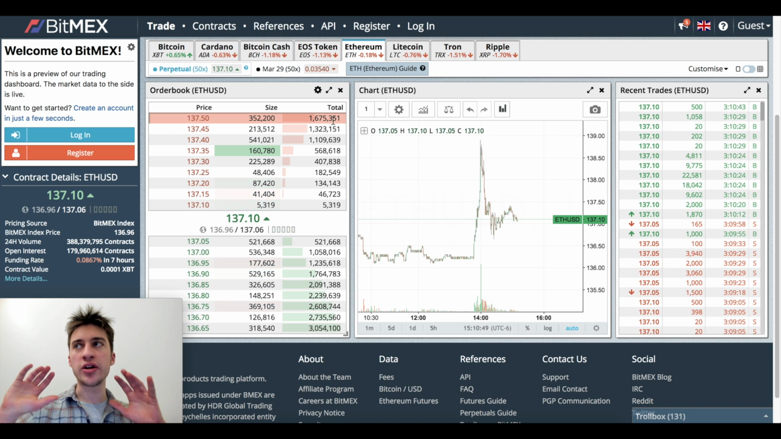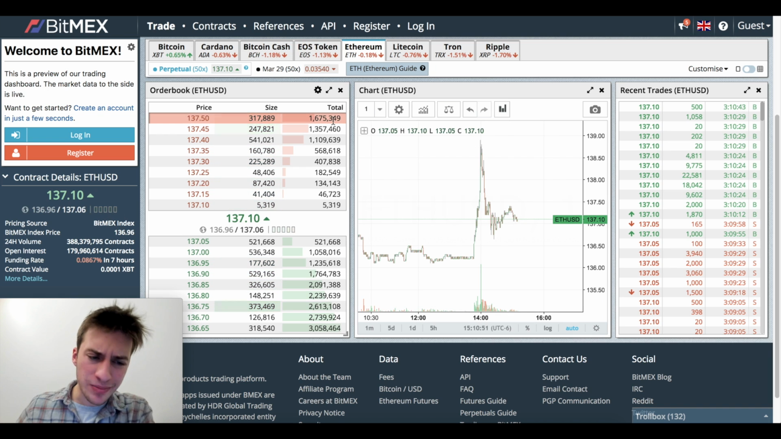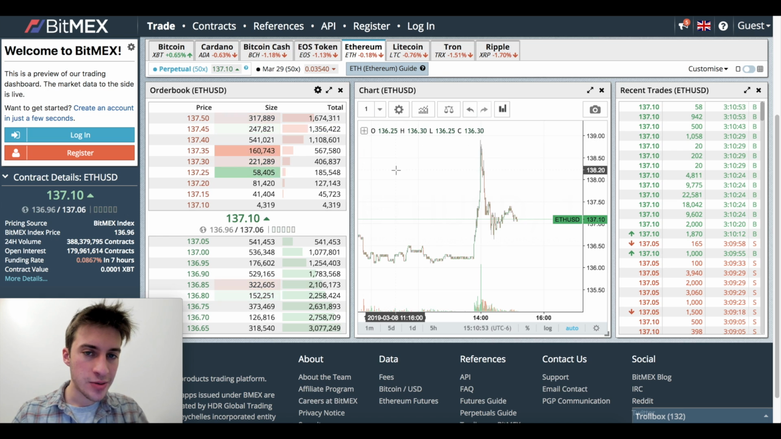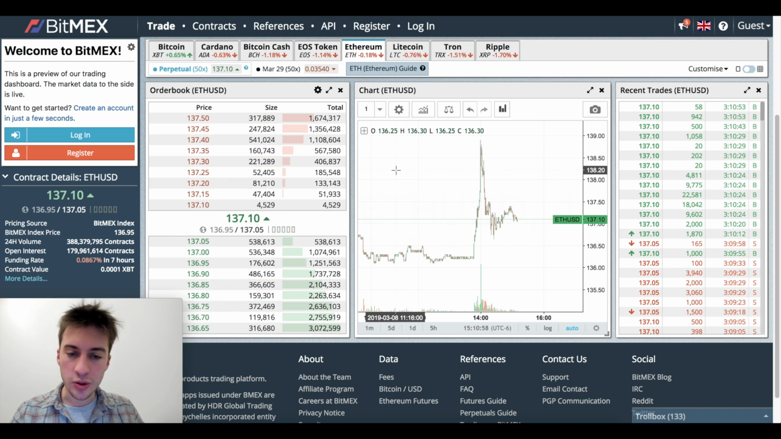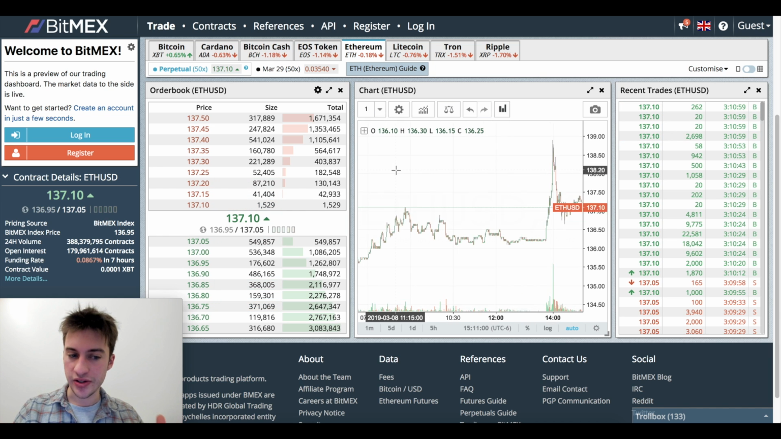Now let's talk about what is inactive equilibrium. There just aren't that many bids. There just aren't that many offers. Price isn't clamped, but price is just kind of flowing to and fro within a consolidation phase.